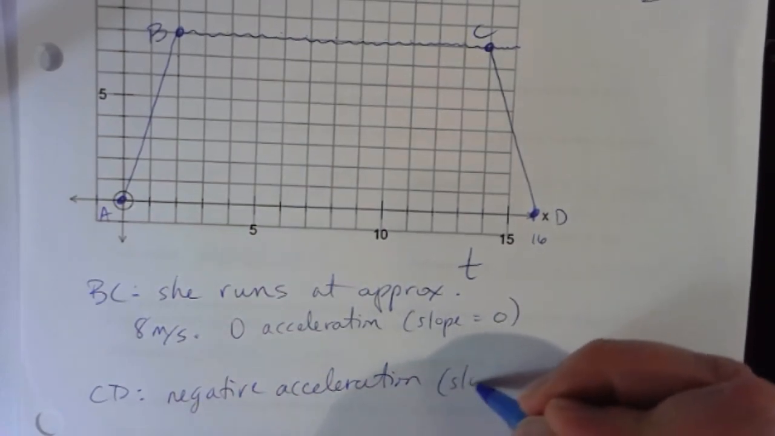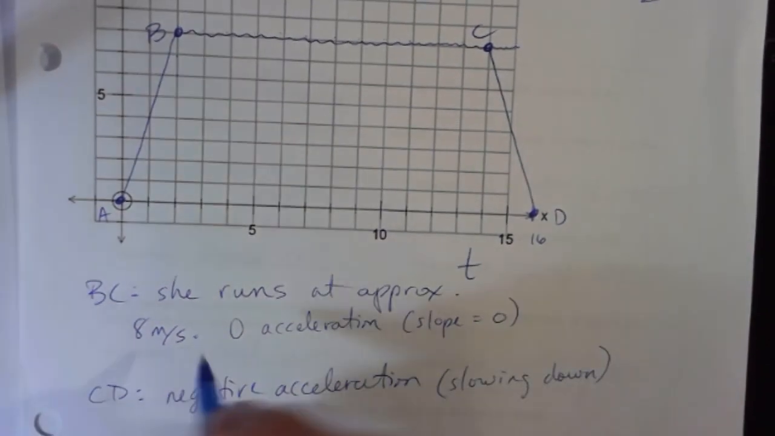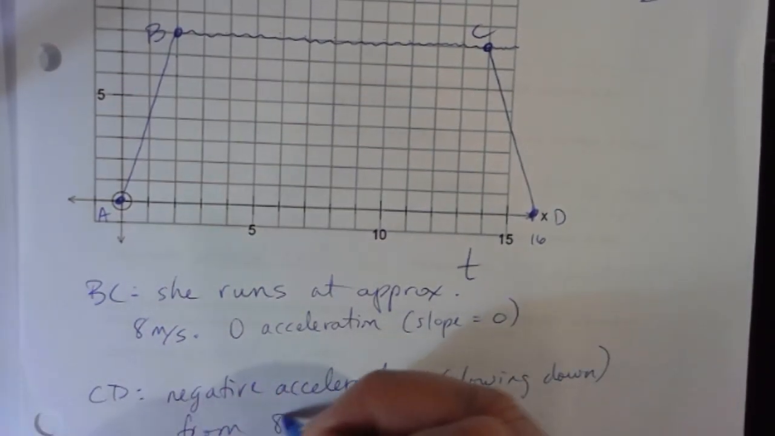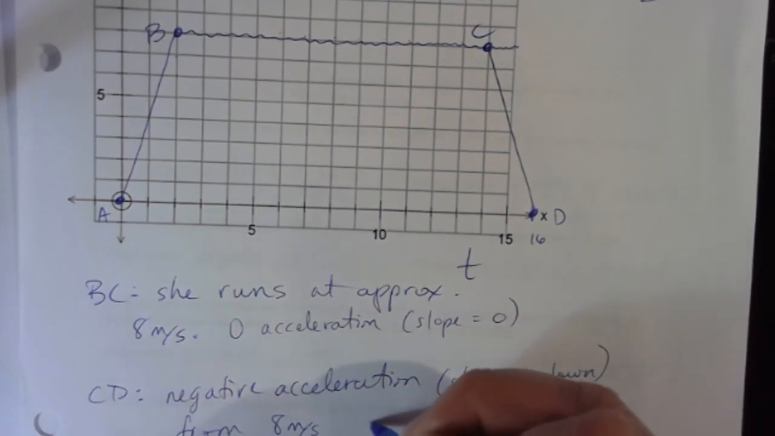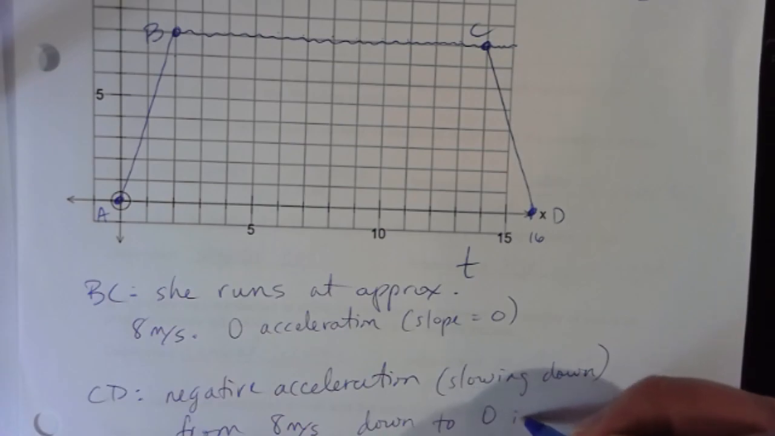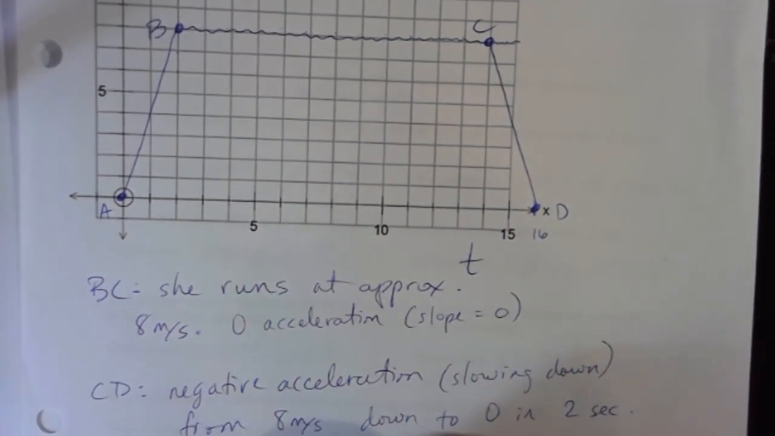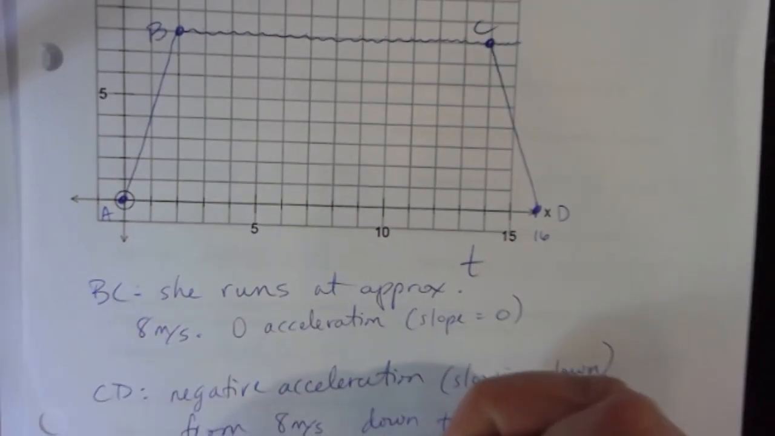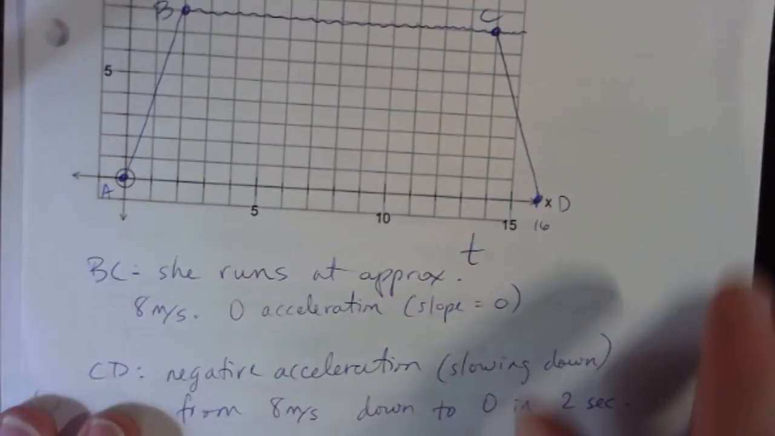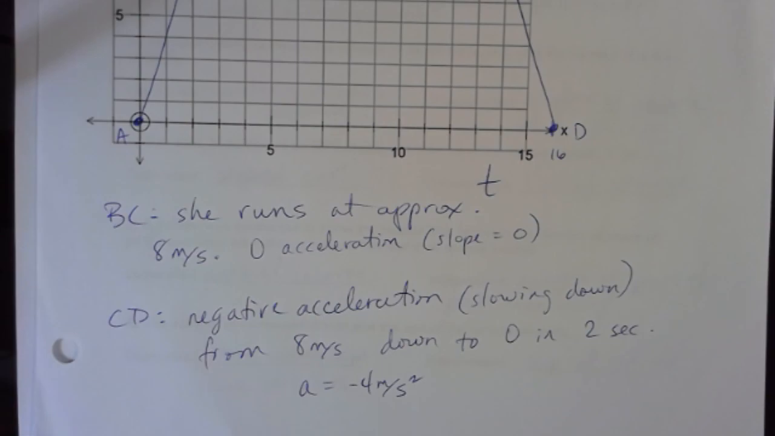Because she's slowing down from 8 meters per second down to 0 in 2 seconds. So you could again say that her acceleration is -4 meters per second. Oh, meters per second squared. Sorry, I'm off the screen again. There we go. And that's it. That's lesson 5.3.